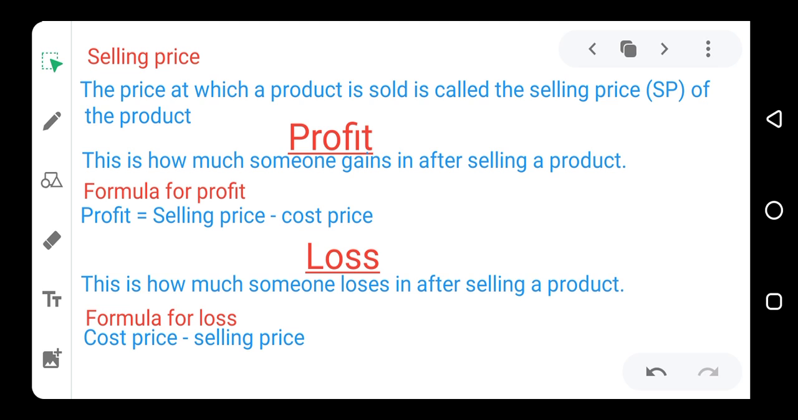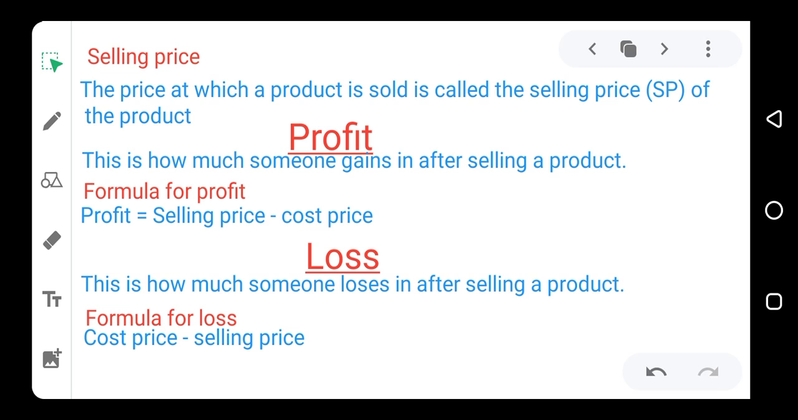You may not wait long enough to find someone that will buy it up to the amount you bought it for, so you have to sell it at a reduced price. If you sell anything at a price that is lesser than what you bought it for, you are going to lose, you are going to make a loss.